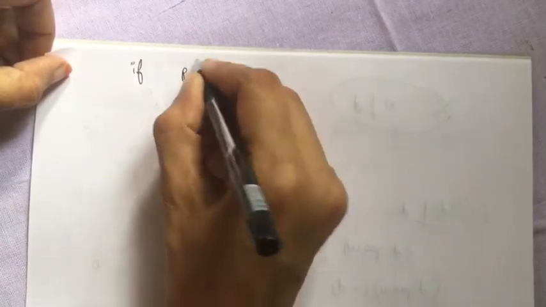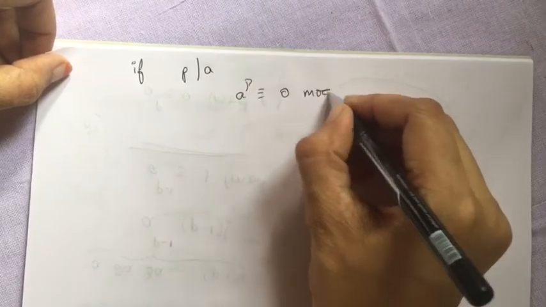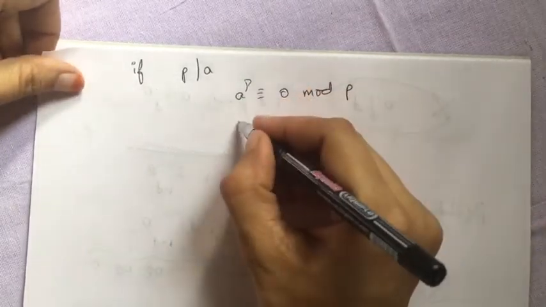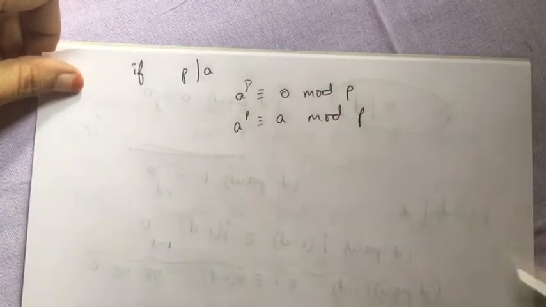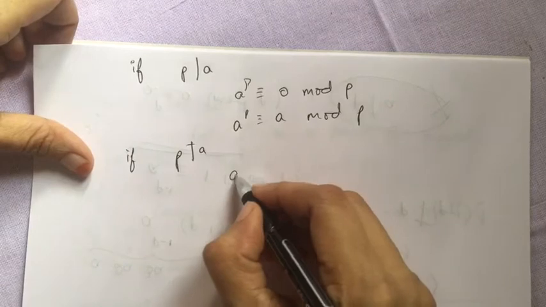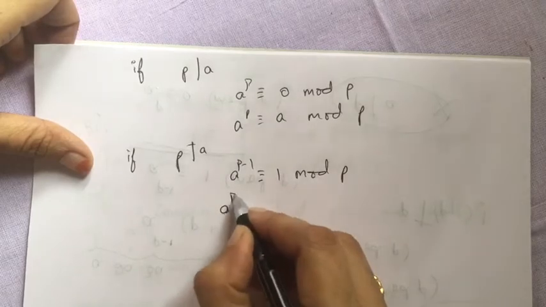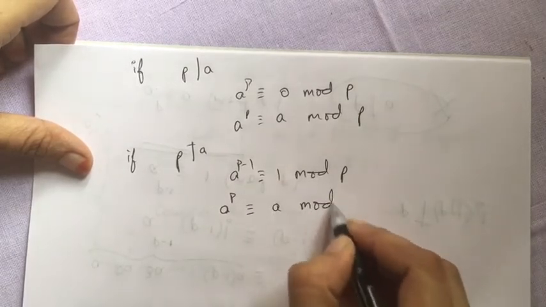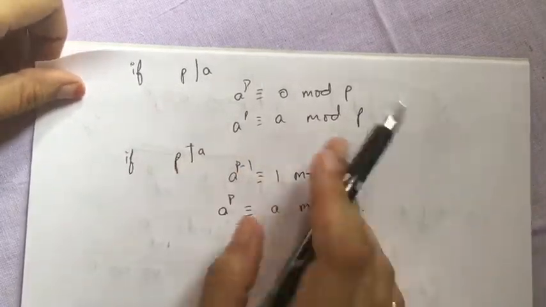You can check this out. If p divides a, then what happens? a power p is congruent to 0 mod p. That is the same as writing a power p is congruent to a mod p, right? And if p does not divide a, then Fermat's theorem says a power p minus 1 is congruent to 1 mod p. This is the same as writing a power p congruent to a mod p, right? So it's not necessary that p should divide a or p should not divide a.